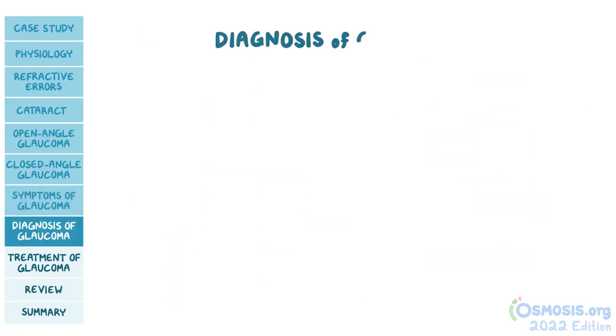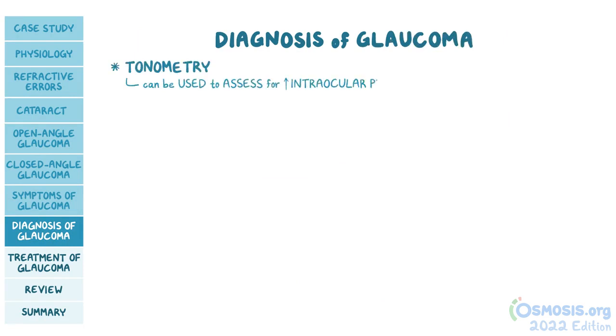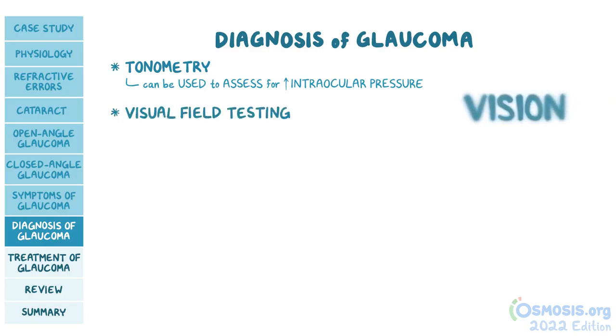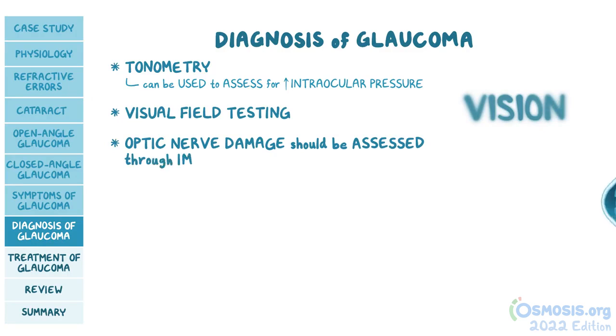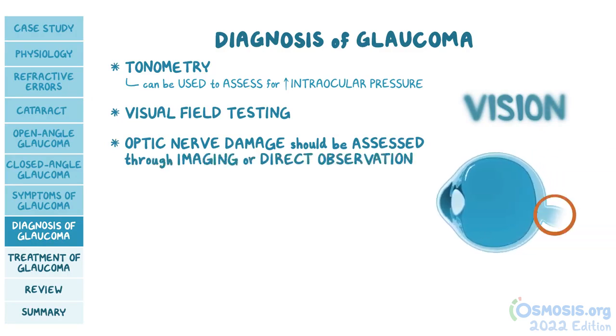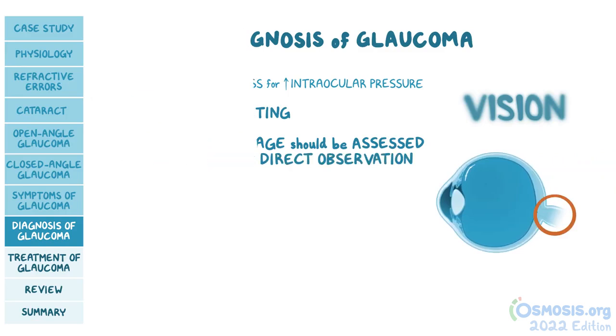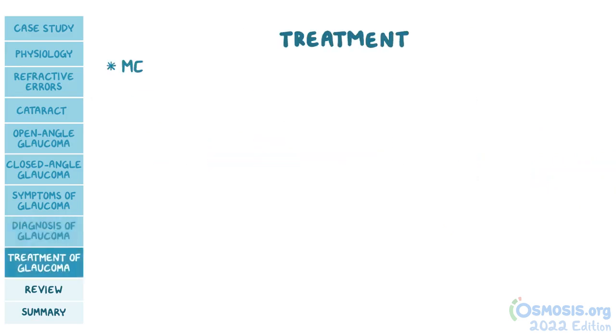For the diagnosis of glaucoma, tonometry can be used to assess for increased intraocular pressure. Visual field testing can also be done. Optic nerve damage should be assessed either through imaging or by direct observation. Treatment focuses on medications that decrease the pressure in the eye. This can be done in a couple of ways.